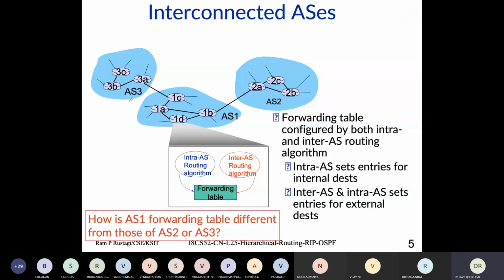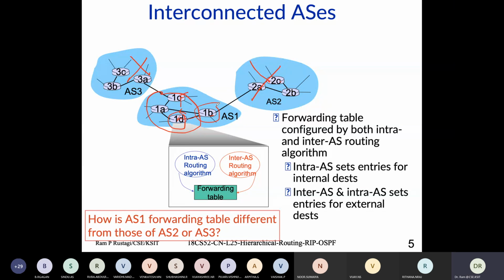But can the same thing be said about routers in AS1? You have, let's say, network X here, and you have a network Y here. Now, when 1D gets a packet for destination X, can it send to 1B? Can it randomly send to 1B or 1C? Does it need to differentiate that X means it has to go to 1C and Y means it has to go to 1B? It needs to differentiate. Because for X, 1D needs to send the packet to 1C. For network Y, 1D has to send the packet to 1B.